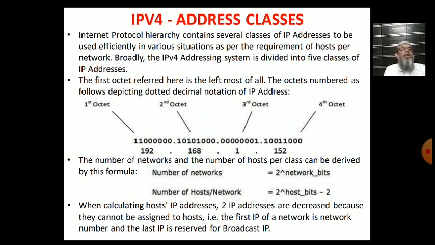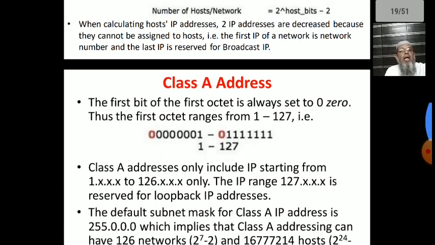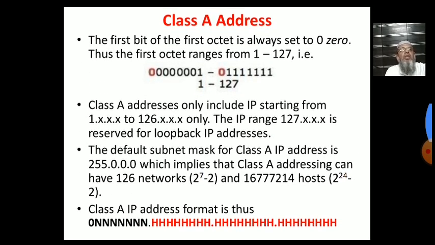The number of networks is calculated as 2 raised to the network bits, and the number of hosts is 2 raised to the host bits minus 2. Why do we use the minus 2? Because in every network, the first address is the network ID and the last address is used for broadcast, so that in that particular network segment, all the machines receive the packet irrespective of the source.